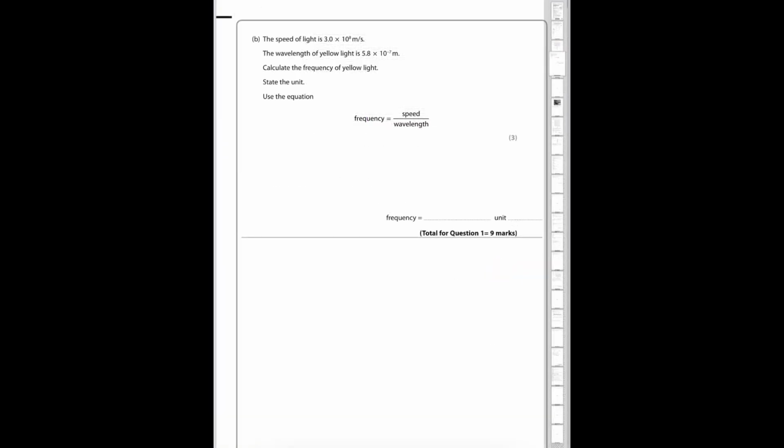In this question, we're told that the speed of light is 3.0 times 10 to the power of 8 meters per second. The wavelength of yellow light is 5.8 times 10 to the minus 7 meters. Calculate the frequency of light, and we're given the equation to use. So if we substitute our numbers in, we would put the speed of light, which is 3 times 10 to the power of 8, divided by the wavelength, which is 5.8 times 10 to the minus 7. And if we calculate that out, we get an answer of 5.2 times 10 to the power of 14, and the units for frequency is hertz.